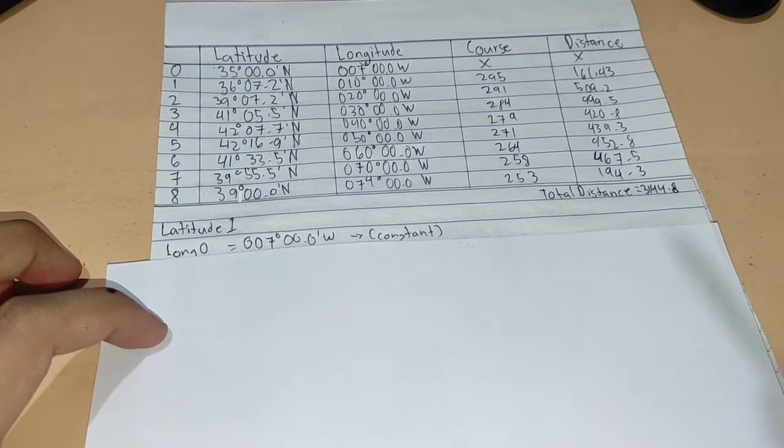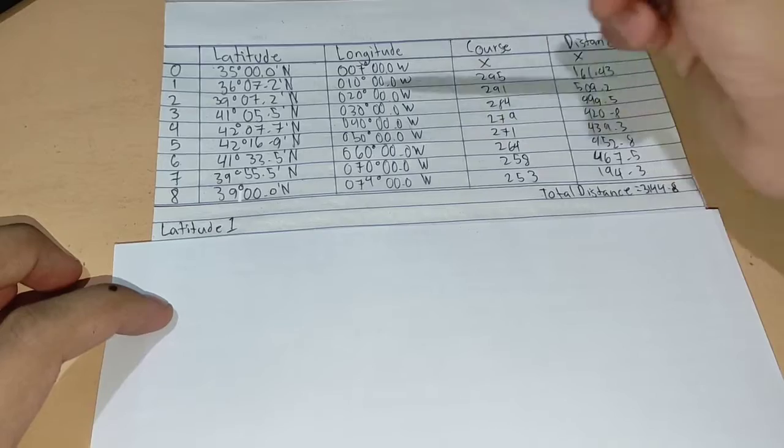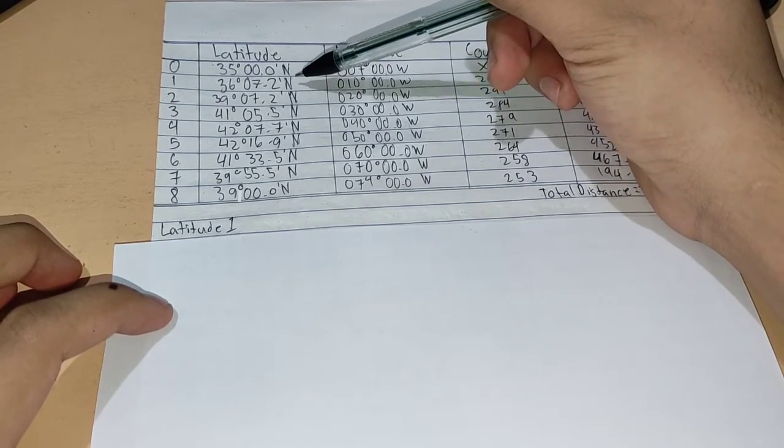So the next step is we will track the great circle in every 10 degrees. So in longitude, we have the 7 degrees west, and then put in the table under it 10 degrees west, 20 degrees west, 30 degrees west, 40 degrees west, 50 degrees west, 60 degrees west, 70 degrees west, and until we reach the arrival position, which is the 74 degrees west longitude. Because we need to track the great circle in every 10 degrees. So after we get the longitudes, we are now going to solve for the latitude 1, which is the 36 degrees 7.2 north.